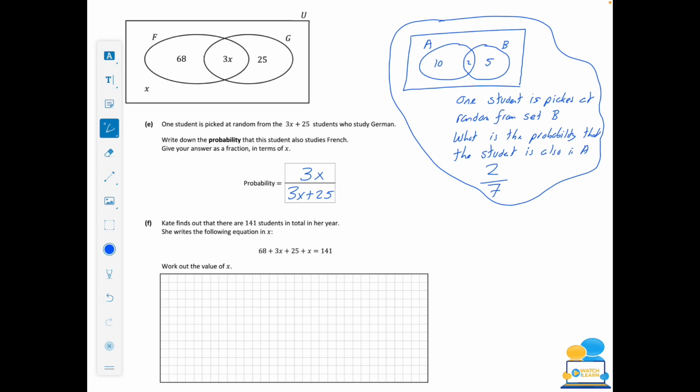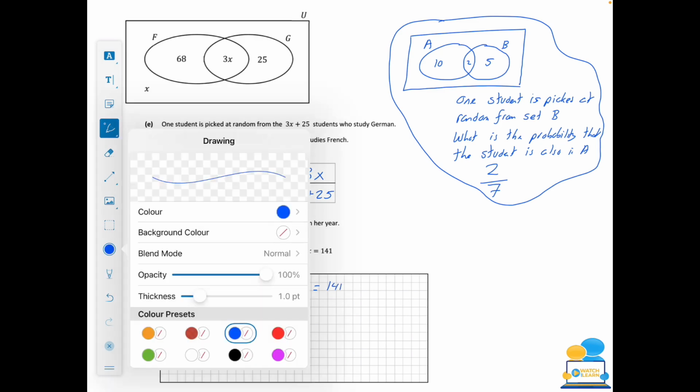And now part F is just a pure algebra question. So Kate finds out that there are 141 students in total in her year. She writes the following equation in x, work out the value of x. Now we're just going to do that. We're going to solve for x. So we have 68 plus 3x plus 25 plus x is equal to 141.